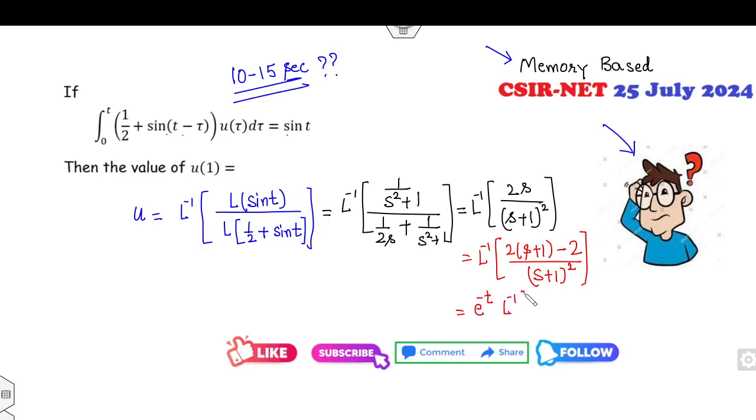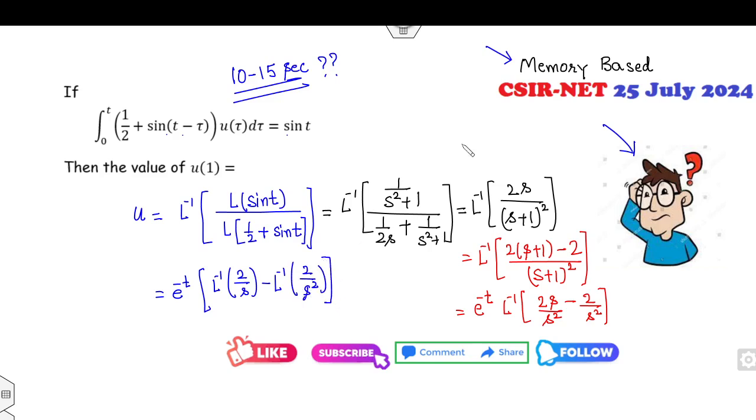That is the Laplace inverse, e raised to the power minus t is outside, and 2s minus 2 divided by s square I can separate. This quantity is the Laplace inverse of 2 over s minus the Laplace inverse of 2 over s square. Now that's the answer. So this is e raised to the power minus t times the Laplace inverse of this. So that's the answer for u(t).